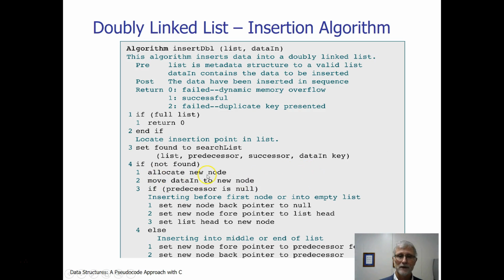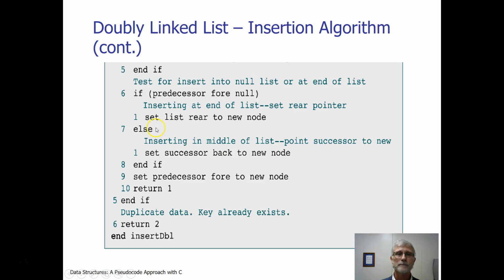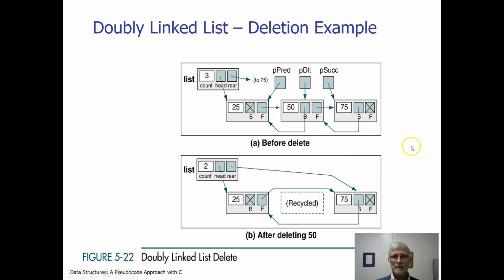So here you allocate this new node, move the data into the new node, making sure whether it is the first node or in the middle of the list. Make sure you're not at the end of the list. Otherwise, back here's where your key already exists. So just keep that in mind.